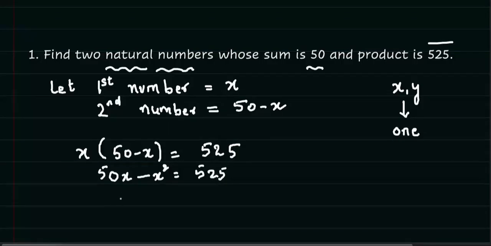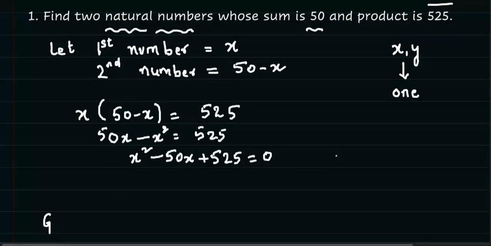If you make it into a proper quadratic equation, you will get x square minus 50x plus 525 equal to 0. Now you can do factorization or the formula method to find the factors of this. How will you do it? If you multiply, you should get 525, and if you add, you should get negative 50. How is it possible? By factorization or by formula you can get the factors of this.